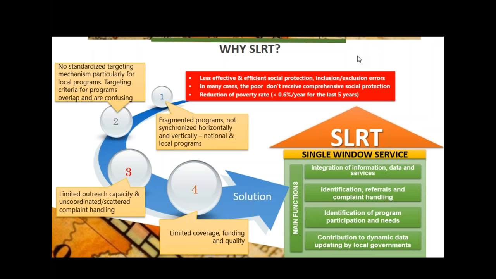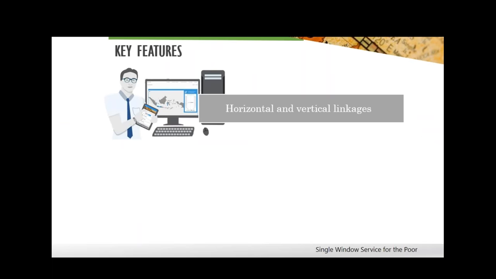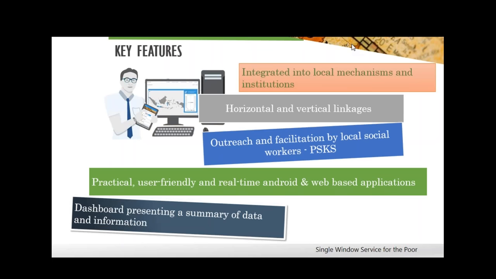In regards to the key features of SLRT, there are at least six key features. One is horizontal and vertical linkages. Second is outreach and facilitation by local social workers. So there is proactive outreach by social workers at the village level, and then we also have it at the sub-district level. And then at the district level, we have the secretariat, the office of SLRT, staffed by people from different line agencies at the local level.